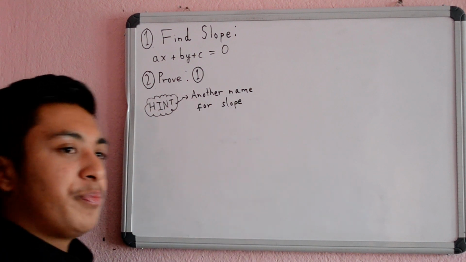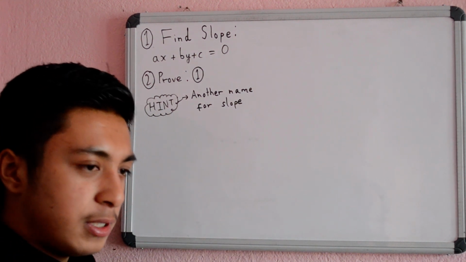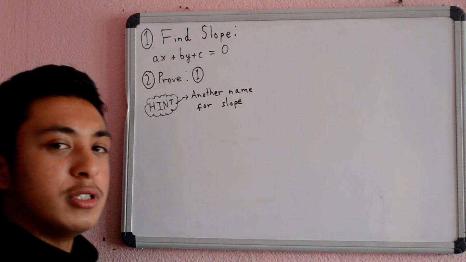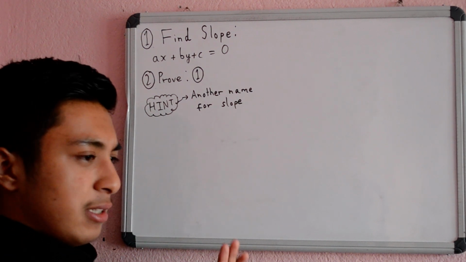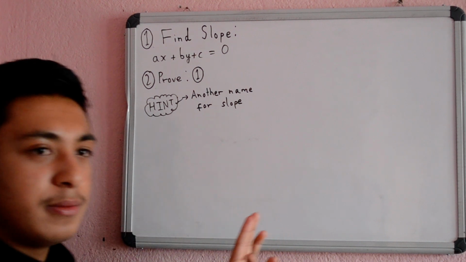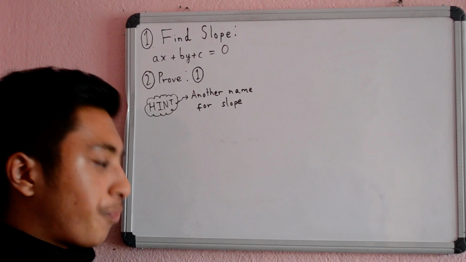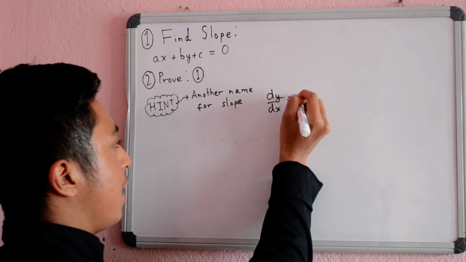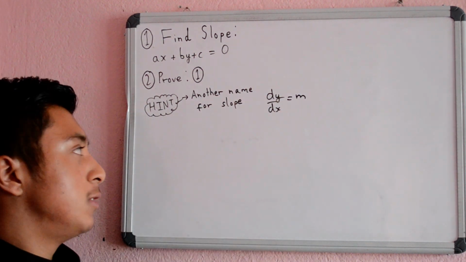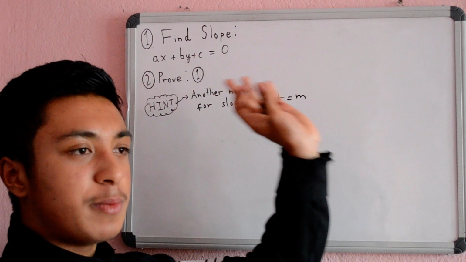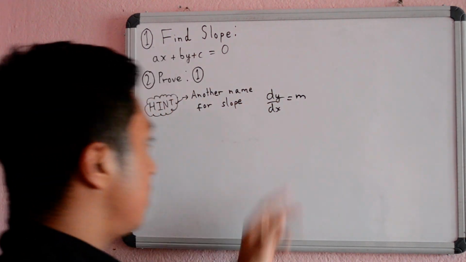Another name for slope. Well, let's see. We have slope, and slope we know is equal to the tangent, but we also know the tangent is equal to the derivative or rate of change of y with respect to x at that point. So that means dy by dx is equal to m and vice versa. That means the slope is equal to the derivative of y with respect to x at that point.